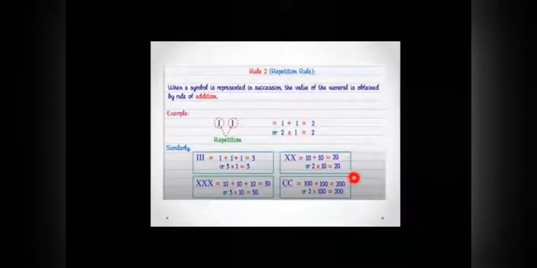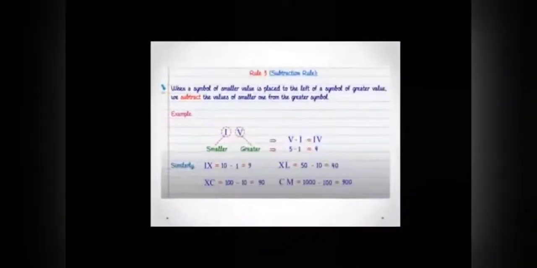So the second rule says when a symbol is represented in succession, that means when it is repeated, it is always added. As you can see, I is written 2 times continuously. That means you are supposed to add the value of I twice. So 1 plus 1 is 2.